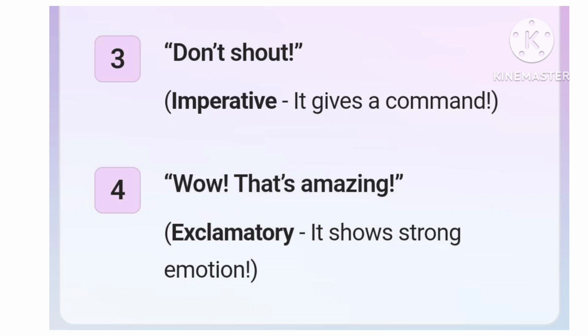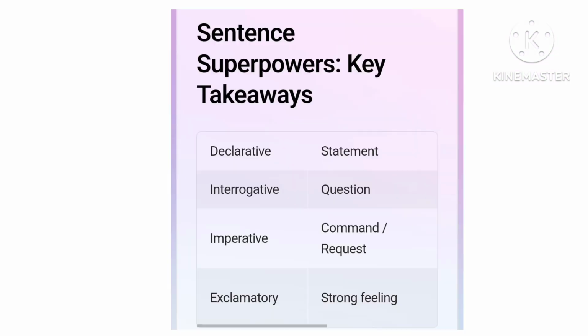So sentences are superpowers. Okay, remember that a declarative sentence is a statement, an interrogative sentence means a question, an imperative sentence means a command, request, or advice, and an exclamatory sentence means strong feeling. Okay, so now you are a sentence expert. Keep practicing and you will be writing amazing stories in no time.